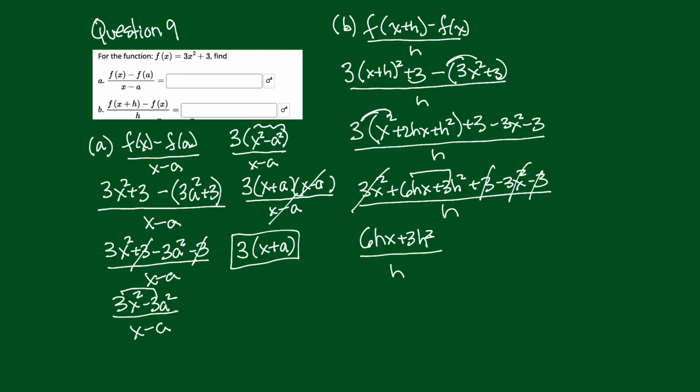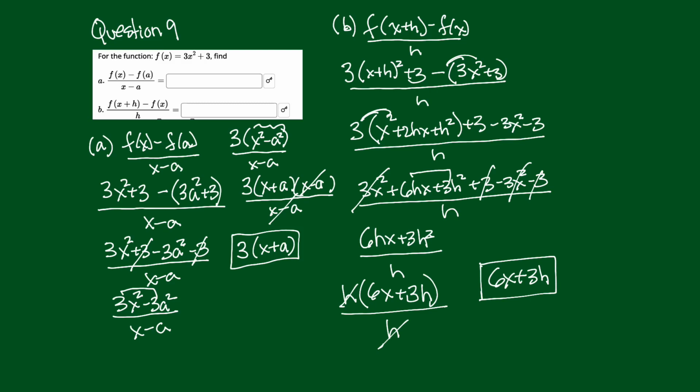Now, the numerator's got h common, so take out the h. What's left? So factoring, if you take out the h, what's left? 6x plus, now there's a 3, but there were 2 h's to begin with. I removed 1, so there's 1 left, all over h, and assuming h is not 0, that's going to cancel, and we're left with 6x plus 3h.